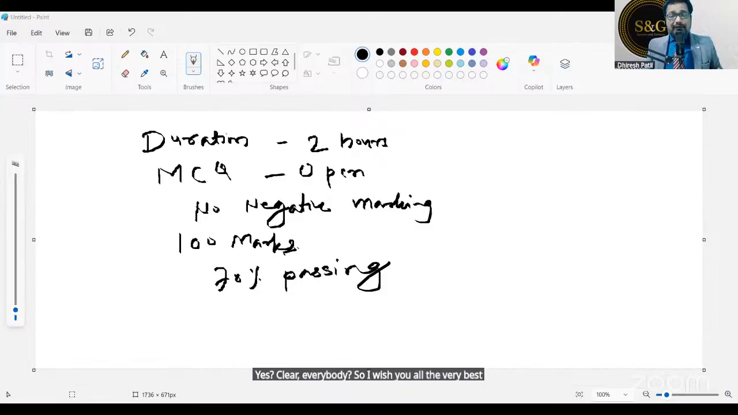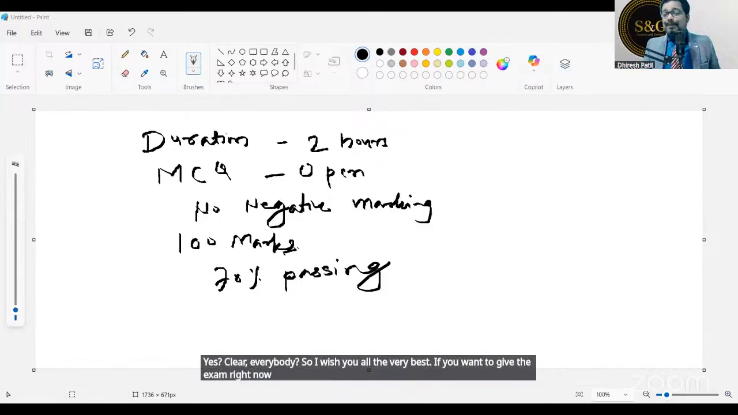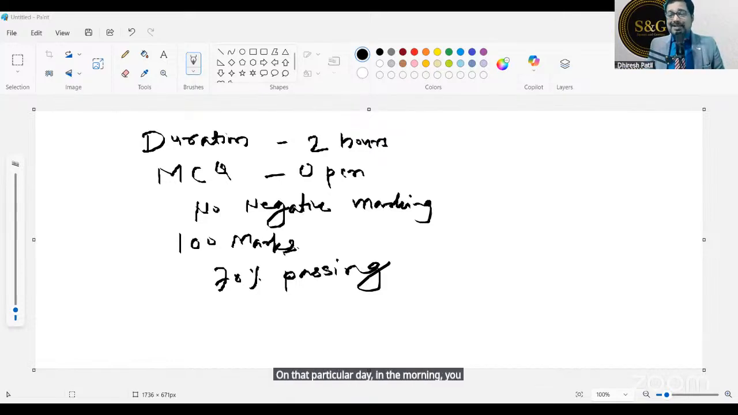If you want to give the exam right now, send a message right now. If you want to give the exam tomorrow, day after, on Sunday, etc., on that particular day in the morning, you have to send a message. Clear? Super clear, everybody?